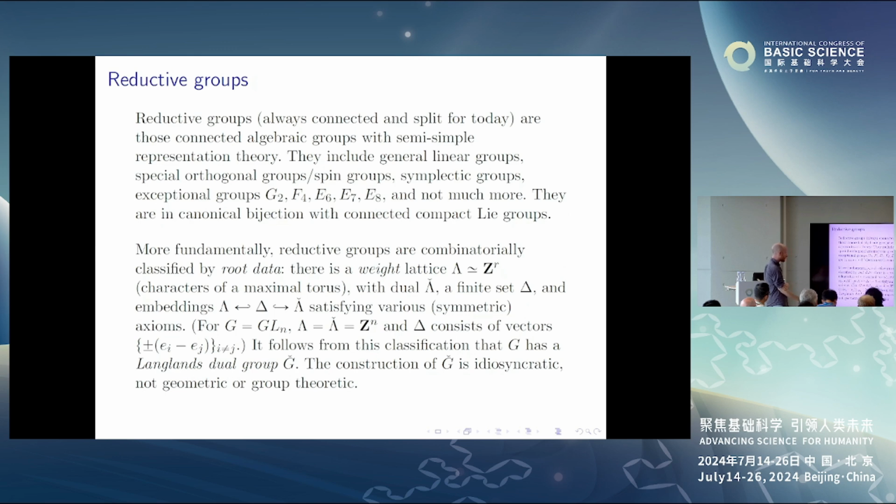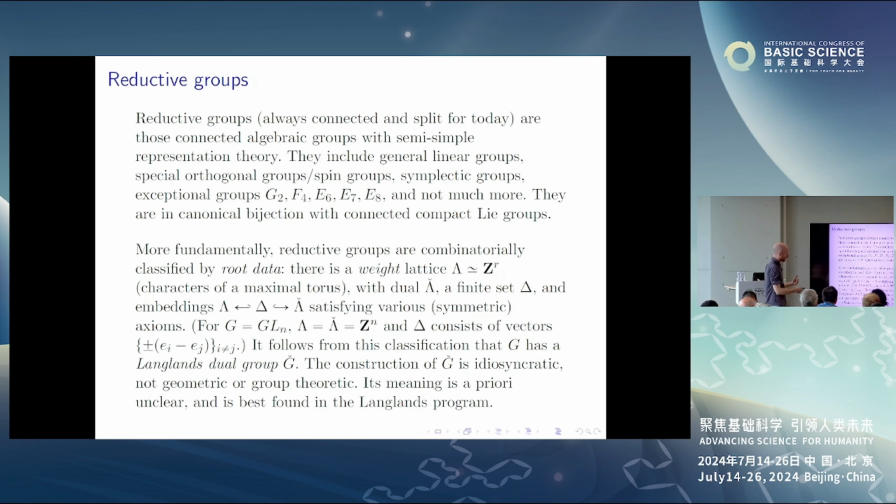So the construction of this G check is something very idiosyncratic. It's not geometric or group theoretic. You only really see it once you've classified these reductive groups, or again, classified these compact Lie groups. And its meaning is really a priori unclear, and it's best found in the Langlands program. So if you stare at this G check, you read your textbook on Lie algebras or reductive groups, you see these root data come out, you see that there's this involution, and you just say, what is going on?